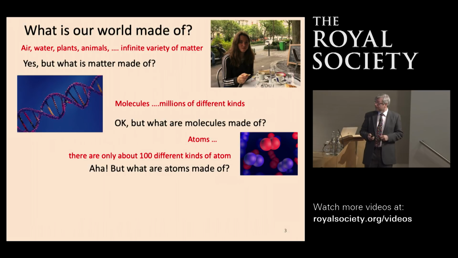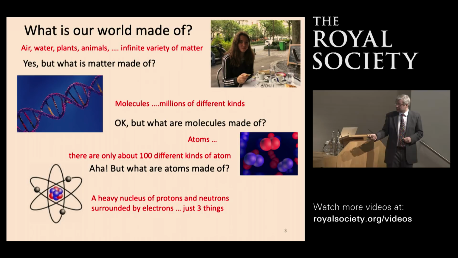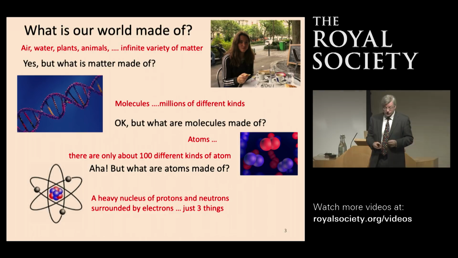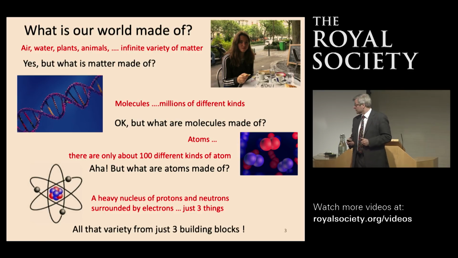What's the next question? What are the atoms made of? Well, that's a really interesting answer. The answer is all atoms, all 100 or so of atoms, have this general structure that there is a center which is rather small and heavy, and that's made up of protons and neutrons. And then outside that is a big cloud of electrons. So that's just three things: protons, neutrons, and electrons. So I find it absolutely marvelous that all of this is actually just built up by assembling three building blocks, electrons, protons, and neutrons, into all sorts of different structures.